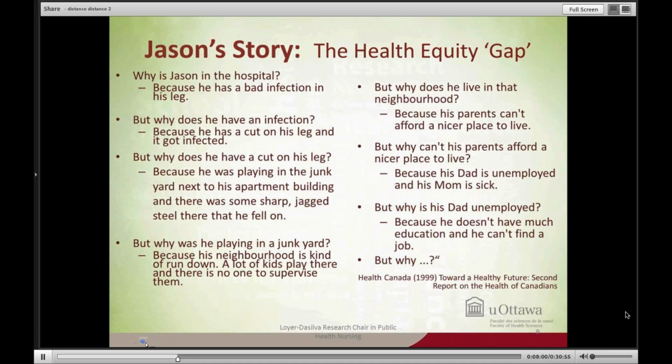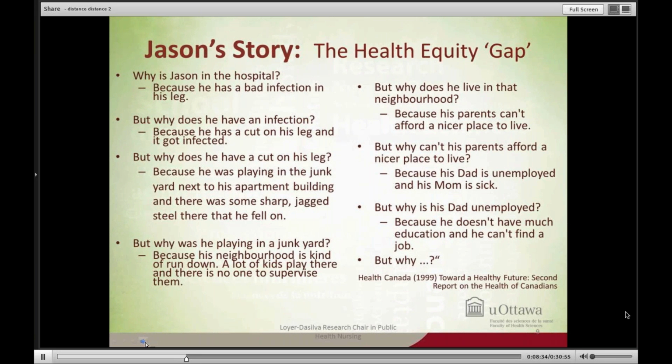But why does he have an infection? Because he has a cut on his leg. But why does he have a cut on his leg? Because he was playing in the junkyard next to his apartment building, and there was some sharp, jagged steel there that he fell on. But why was he playing in a junkyard? Because his neighborhood is kind of run down, a lot of kids play there, and there is no one to supervise them.